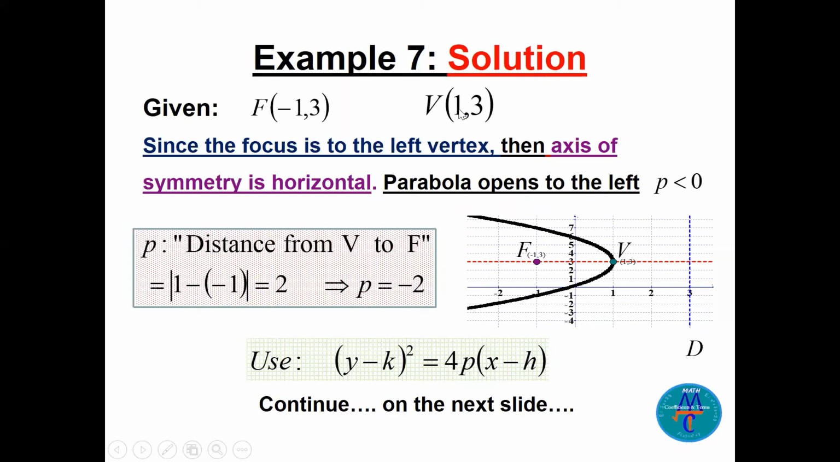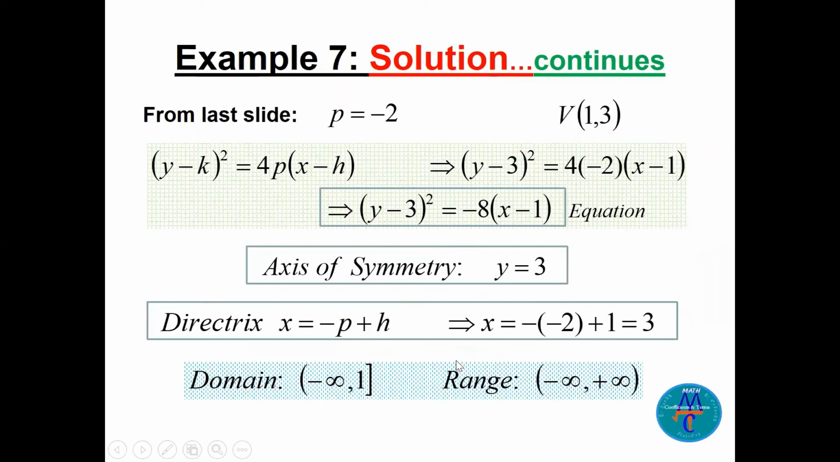Now I can write the equation here. I know the vertex, this is (1, 3), that's h and k. And I know p is minus 2, so I can write now the equation: (y minus 3) squared equals minus 8 times (x minus 1). This is the equation. You can write it any way you like. You can expand it. You can leave it like this. You can write it as x equals something. Now the axis of symmetry will be y equals 3. The directrix from the formula, x equals minus p plus h, so we can write minus (minus 2) plus 1. x equals 3. Domain: (-1, infinity), and the range is minus infinity to plus infinity, or real numbers.